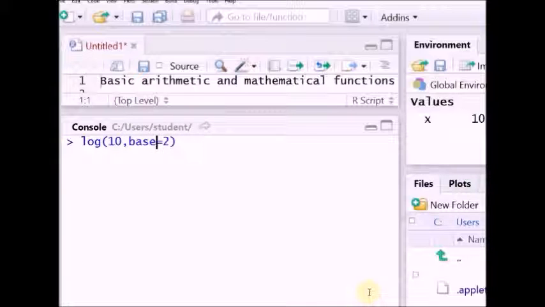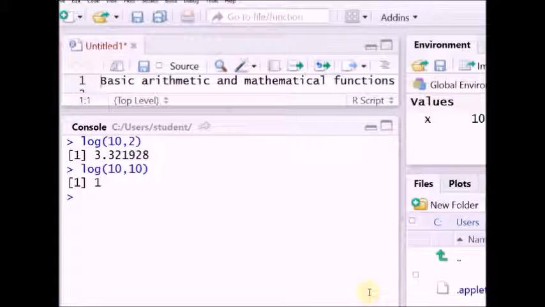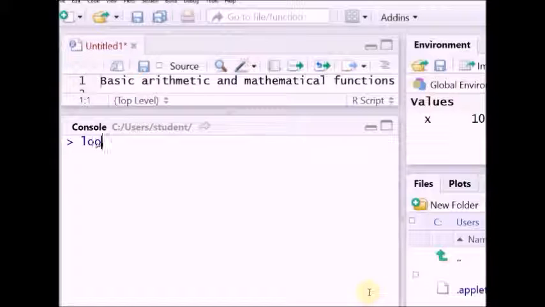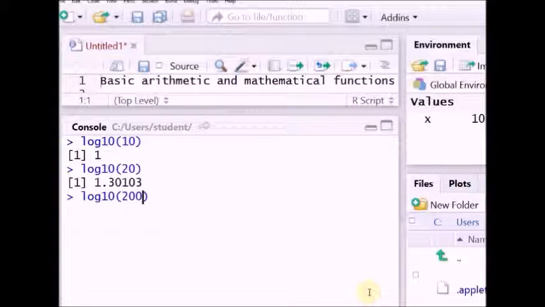We can omit the word base also. So log(10, 2) means log 10 base 2. Log(10, 10) means log 10 base 10. Or we can write it this way, log10(10) means log 10 base 10, log10(20), log10(200), like this.